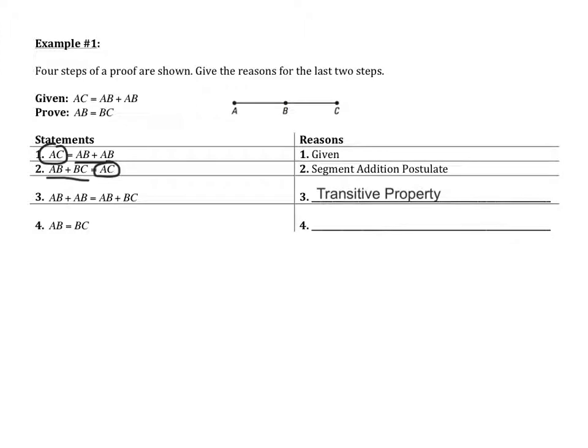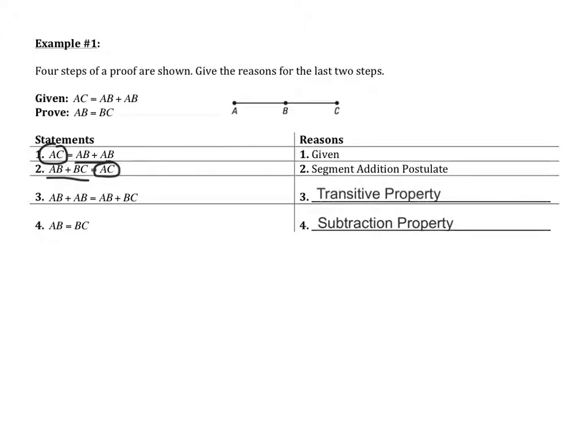Step 4 says AB is equal to BC. Looking back at step 3, we have an AB on both sides of the equal sign. Knowing that we can subtract the same number from the left side of an equal sign and the right side of the equal sign, I'm basically just subtracting the AB and the AB on both sides, so that would be the subtraction property that allows me to now state that AB is equal to BC. So as you can see here, I now stated that the subtraction property is the reason for step 4.